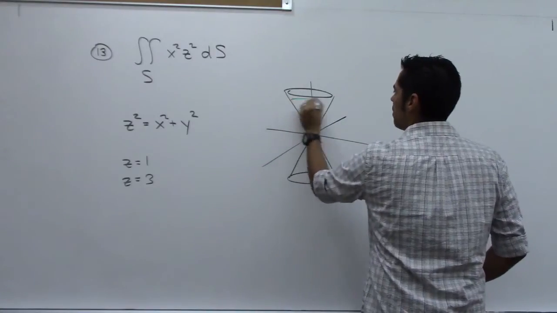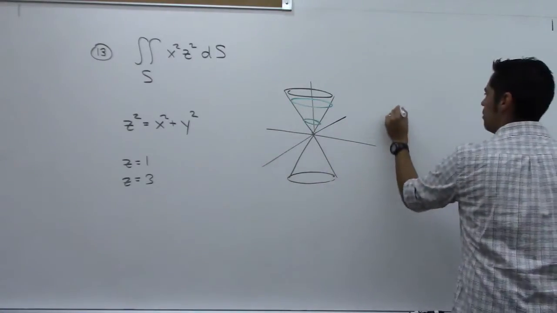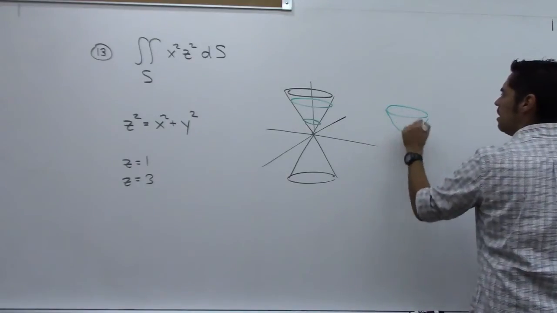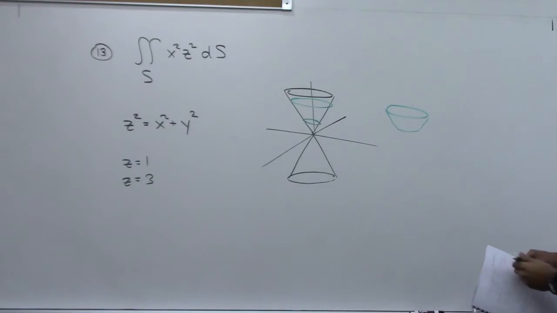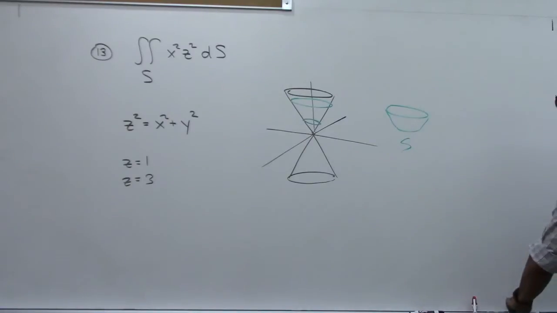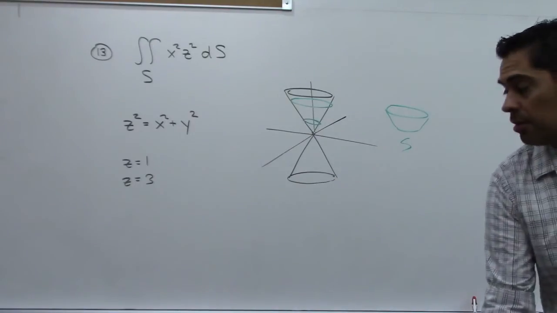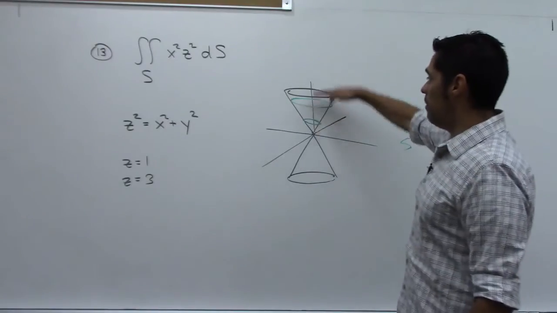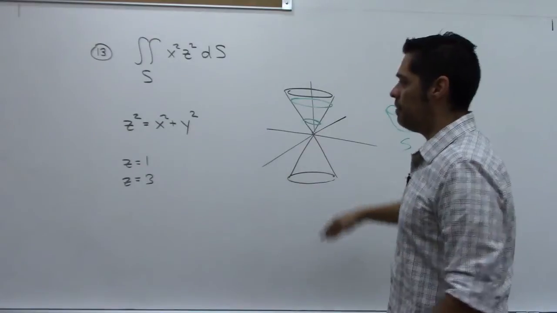Raise up to 3, we'd slice it here. This one's kind of easier to draw. This is just going to give us this surface, right, is what we're integrating over. So this is our S. So the question is, can we come up with some sort of representation of this surface? Well, because I'm only on the top part, I don't need to consider the bottom part.